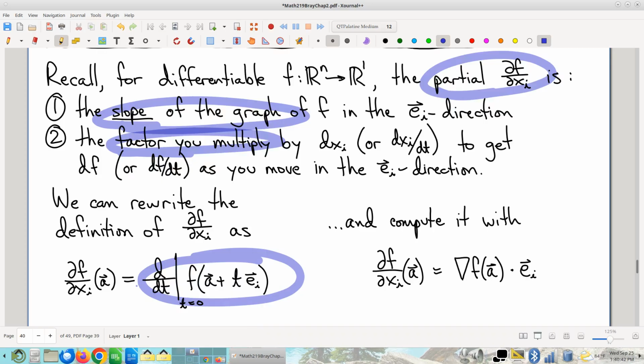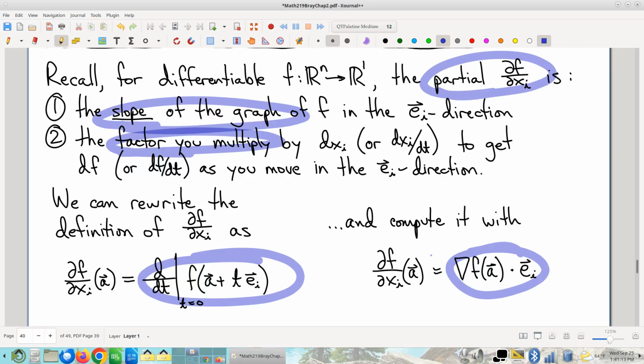What's inside the argument of the function here is a fancy way of saying most of the coordinates are going to stay constant, because e_i has got a bunch of zeros in it, and only one of the variables is going to change. And then another little easy calculation: you could just literally compute this dot product and it works immediately. So what we have is four different points of view, or whatever you might want to call it, about partial derivatives.